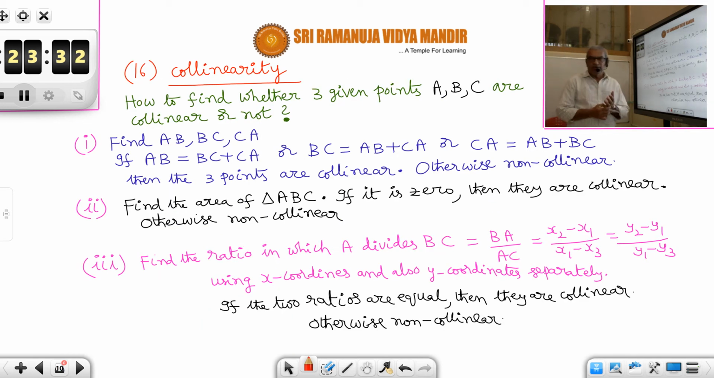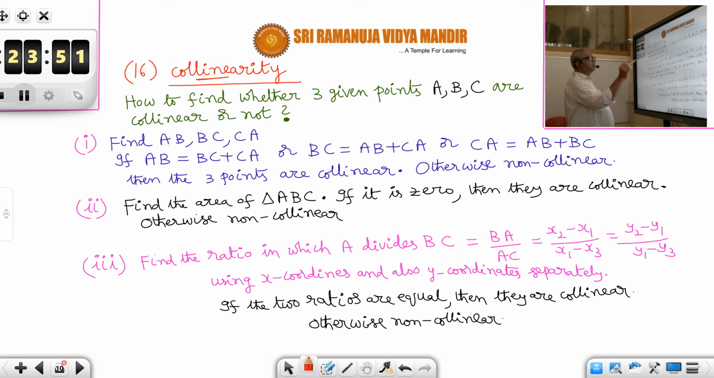Collinearity. What is meant by collinearity? If 3 points are lying in a straight line, then we say that they are collinear. See the spelling here: L-I-N-E, line. So collinear means they are lying in a straight line.